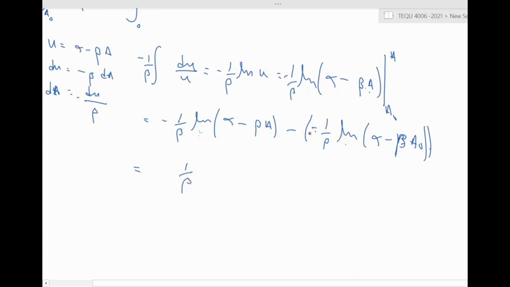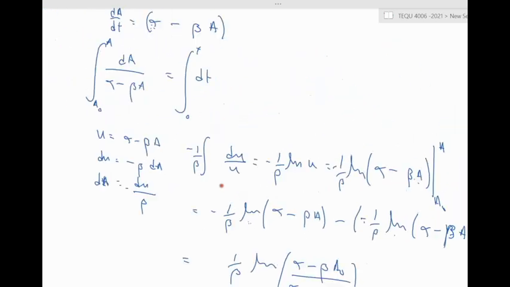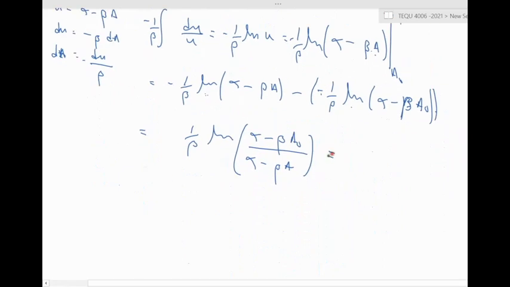Now this is going to be positive, meaning this will be the numerator, alpha minus beta A0 over the denominator. That would be alpha minus beta A. Excellent. Now I just completed all this, the left hand side has been completed. The only thing that I need is this right hand side. That would be like this: the integration of dt is t evaluated between 0 and t. That will be t minus 0, and that will be t. Meaning that all this effort here is equal to t.